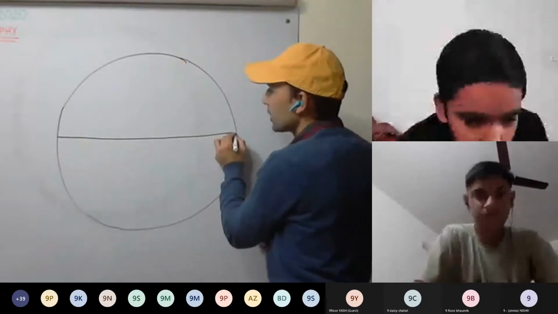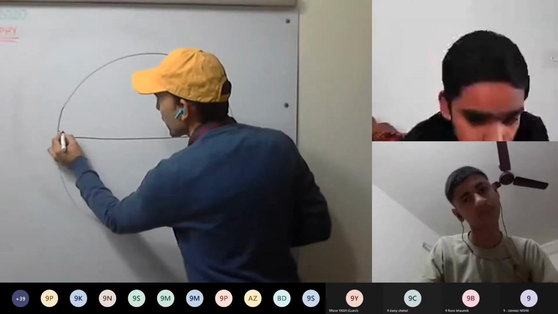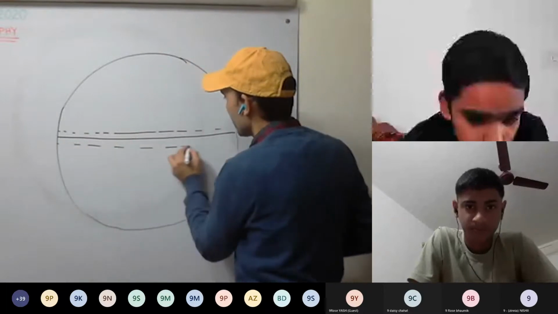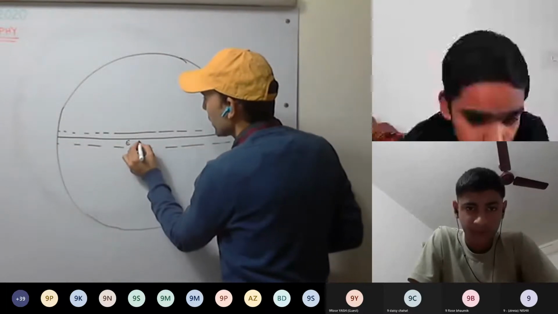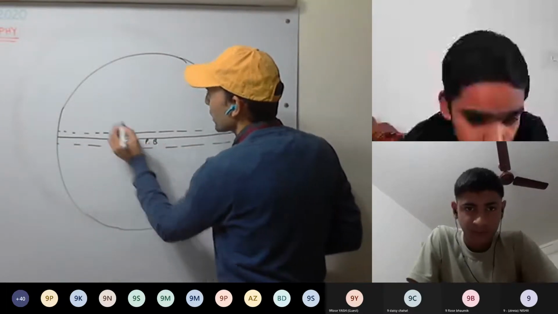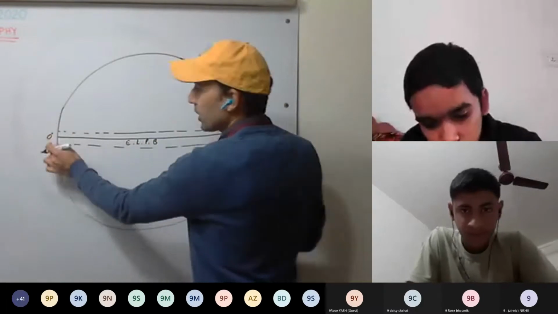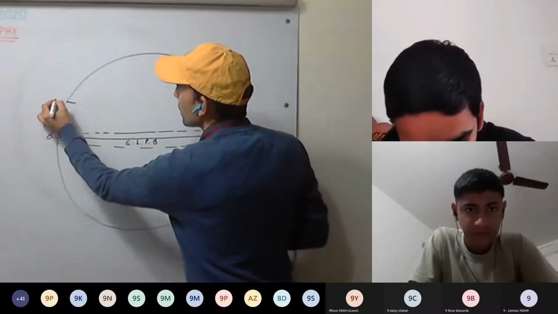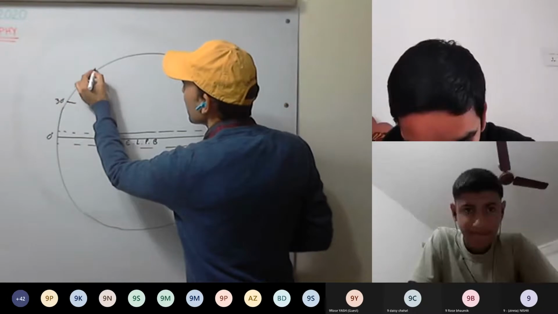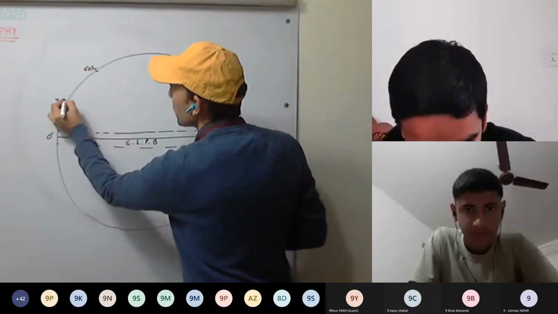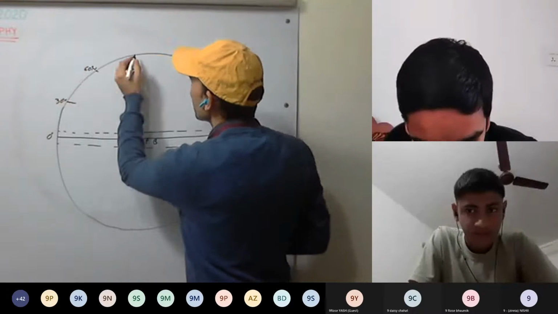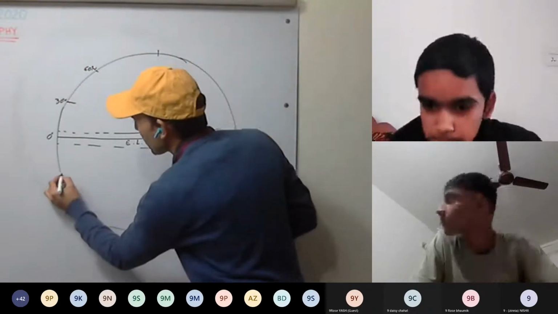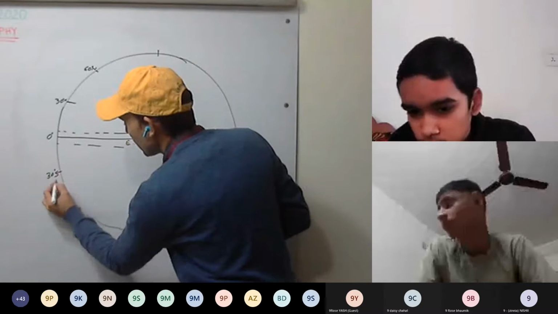So we have the equator, 0 degree, and the equatorial low pressure belt. This is the equatorial low pressure belt. It is 0 degree, around 5 degrees on both the sides. And then we have 30 degrees, 60 degrees north. This is north. And then here the poles. Similarly, here 30 degrees south.